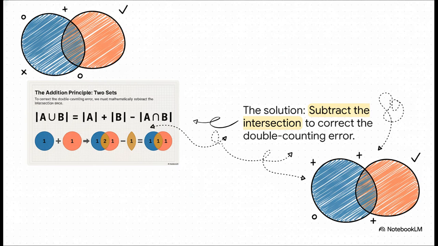So, to correct this error, we use this really elegant idea called the inclusion-exclusion principle. To get the true size of the union, you add the sizes of the individual sets, and then you just subtract the size of their intersection. That's it. It gets rid of the double count and gives you the exact answer every single time.